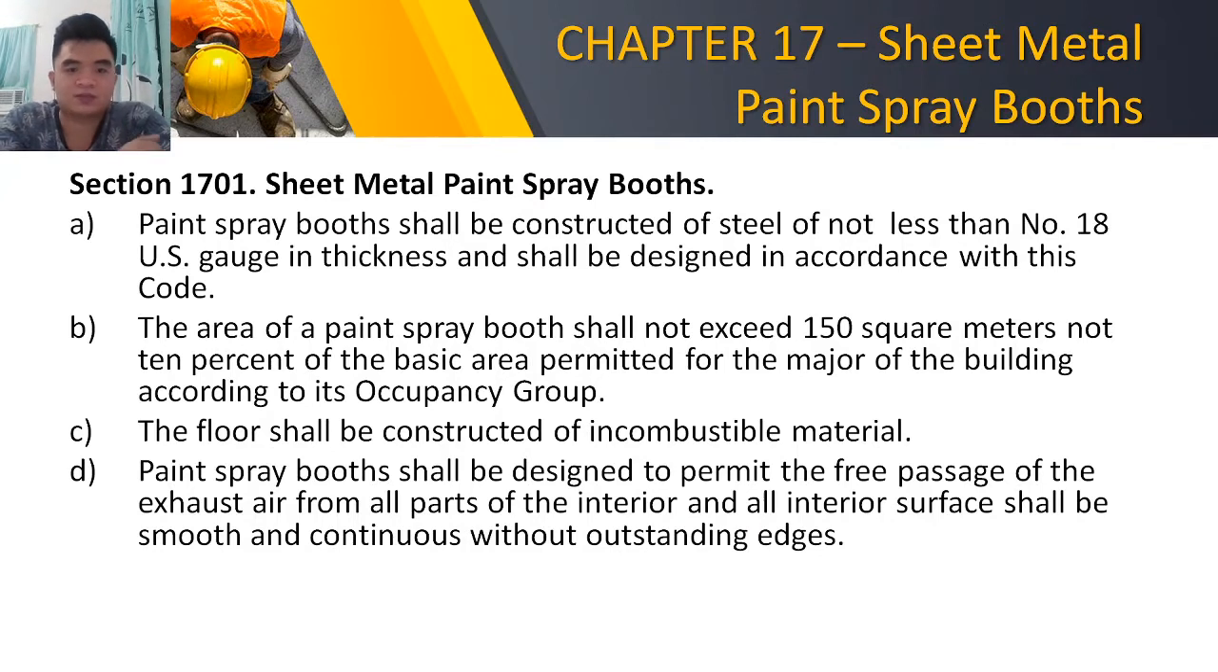The area of a paint spray booth shall not exceed 150 square meters, nor 10% of the basic area permitted for the major part of the building according to its occupancy group. The floor shall be constructed of incombustible materials. Paint spray booths shall be designed to permit the free passage of the exhaust air from all parts of the interior, and all interior surfaces shall be smooth and continuous without outstanding edges.